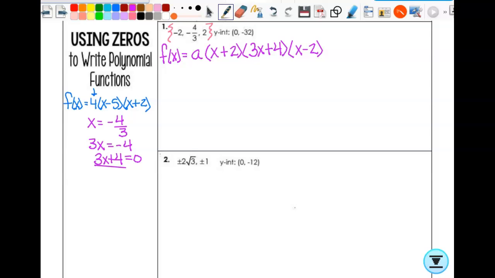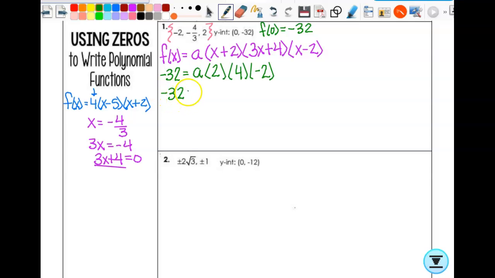So that at least gives me my zeros. I know something about the function, but I have this y-intercept, and that's going to help me find a. This y-intercept means that f of 0 is equal to negative 32, because when x is 0, y is negative 32. So I can substitute in what I know. f of 0 is negative 32, and that's equal to a times, if x is 0, this gives me 2, this gives me 4, and this gives me negative 2. Make sense?